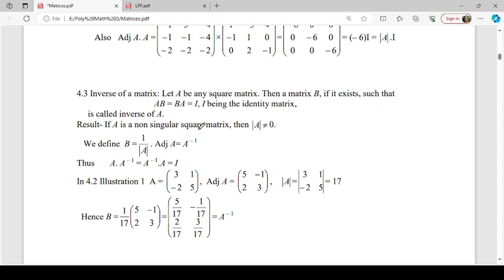So A is a non-singular matrix. Non-singular matrix means determinant A is non-zero. Then we can have this one, B is equal to this. Then this is the A inverse. So A into A inverse, and A inverse into A, it is I.